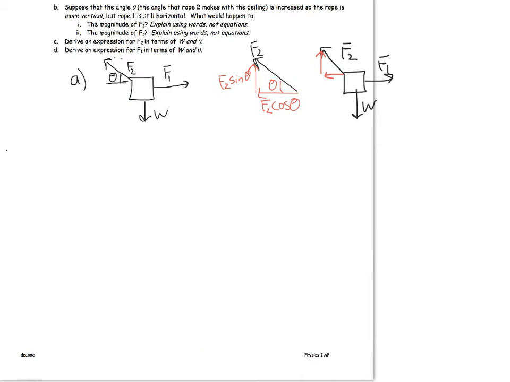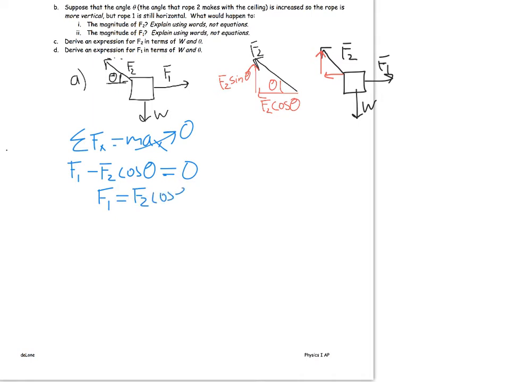So for C and D, deriving these expressions, I'm actually going to start with setting up my Fx equals max and Fy equals may. That's something that we're always going to do whenever we're doing a force problem. I'm not even going to worry about what I'm actually looking for. I'm just going to set these up. So in the x direction, I have F1 minus F2 cosine of theta, and that's going to be equal to my mass times my acceleration, but this object isn't moving, so that's simply equal to 0. So from my max, I can say that F1 equals F2 cosine theta.